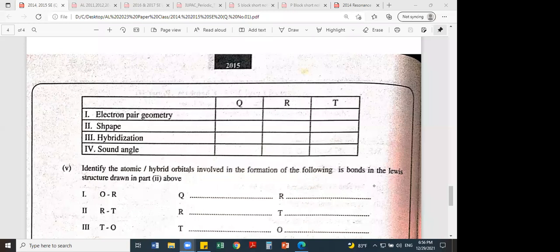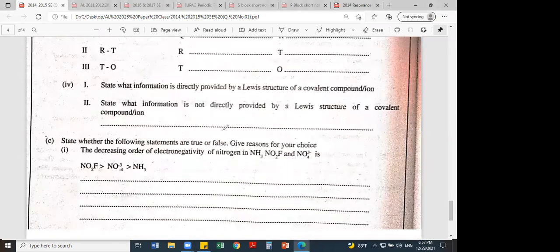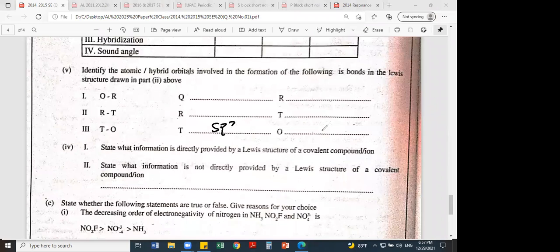Right, sorry about that. Now this is sp3. No, this is sp3, sorry, it's not this one. O minus is sp3 and 2p. sp3 and 2p unhybrid orbital.